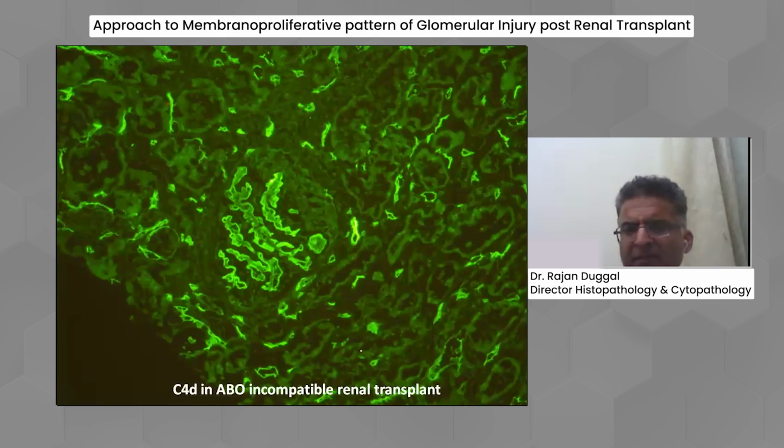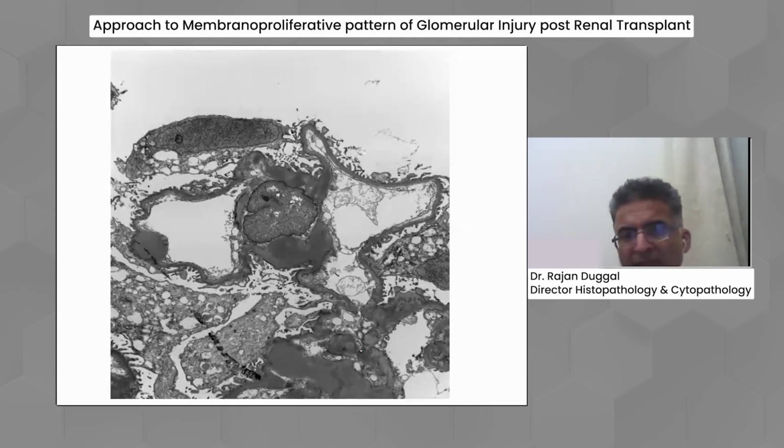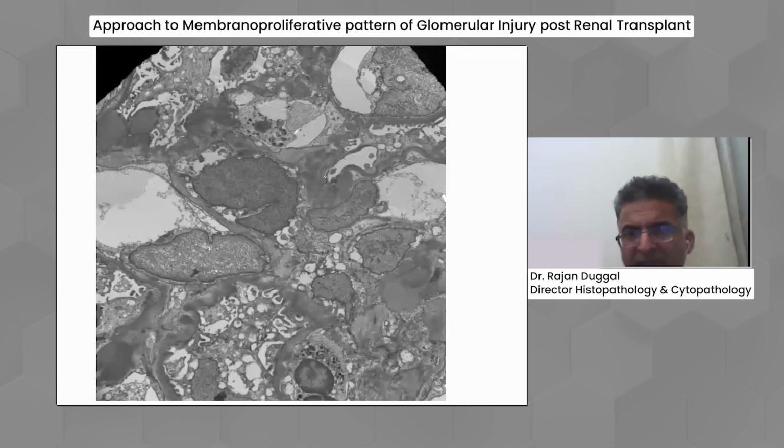And C4D was positive. As we know, this is an ABO compatible transplant. So morphologically, there was no TMA. There was no peritubular capillaritis that would raise a possibility that this could be an acute antibody mediated process. We did EM on the second biopsy, and EM showed the presence of these mesangial deposits as well as some hump-like deposits. You can see these mesangial deposits, and there were some subendothelial deposits also.